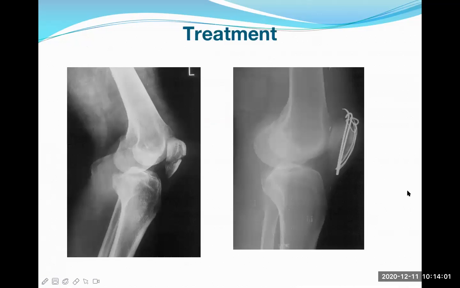Let's move on. Now look at this. Okay, so see here, this is the fracture patella, and here is the surgical treatment. See that the wire, this is a wire therapy, and there are some pins also inserted.